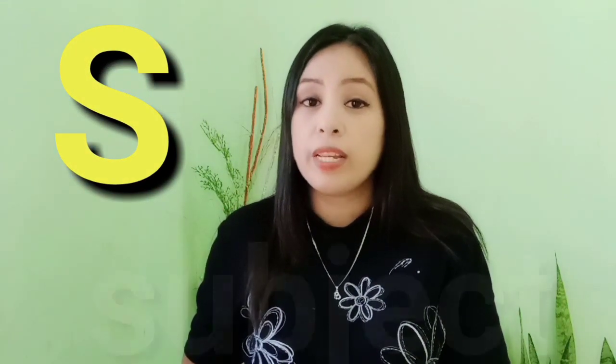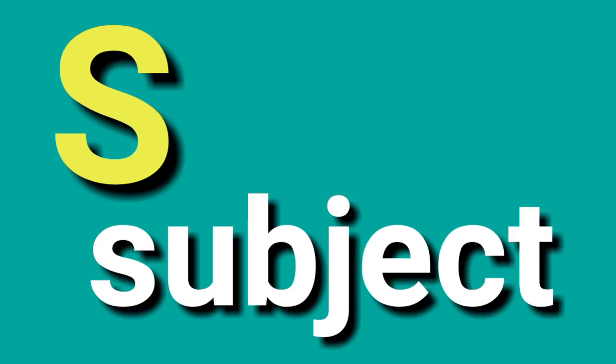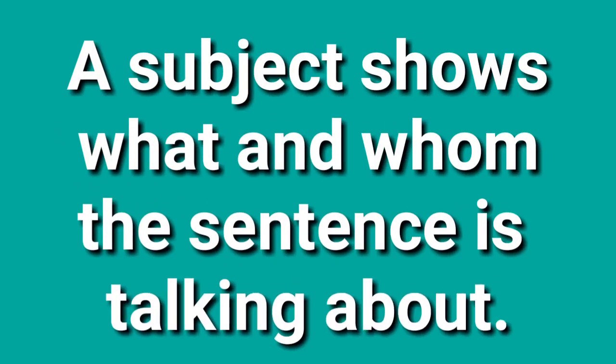Let's have this step-by-step learning on the sentence patterns in our English grammar. Let's have the SV pattern. S stands for the subject. And again, a subject shows what and whom the sentence is talking about. Ito yung sinasabi natin na siya ang pinag-uusapan or bida sa loob ng pangungusap. Ang subject din, siya yung gumagawa sa galaw na nangyayari sa loob ng pangungusap.